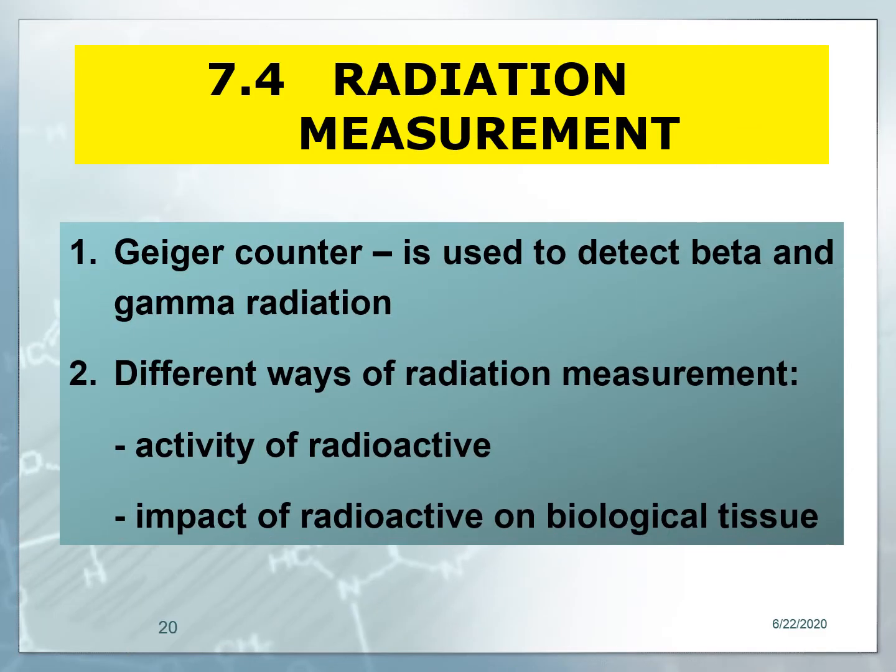In the next topic, we will learn how to measure the radiation. One of the most common instruments for detecting beta and gamma radiation is the Geiger counter. It consists of a metal tube filled with a gas such as argon. Radiation is measured in several different ways. We can measure the activity of the radioactive sample, or the impact of radioactivity on biological tissue.